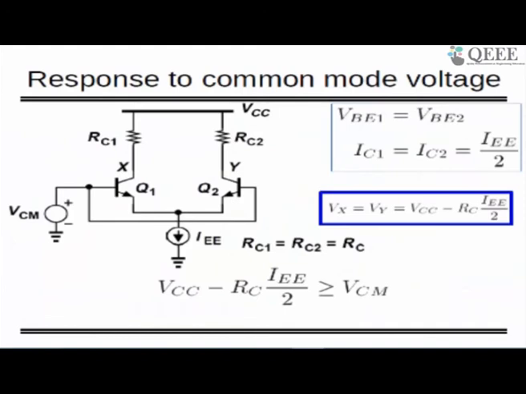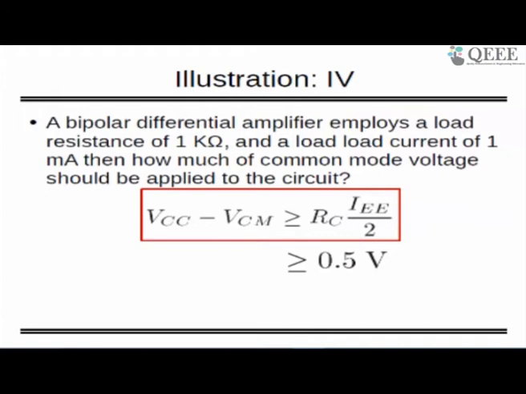So I kept one numerical for that. The numerical is: if there is a bipolar differential amplifier which employs a resistance of 1 kilo ohm and a load current of 1 milliampere, then how much common mode voltage should be applied to the circuit? That depends on the equation which we have derived just now. VCC minus VCM should be greater than or equal to RC times IE by 2, and it's equal to 0.5 volt.